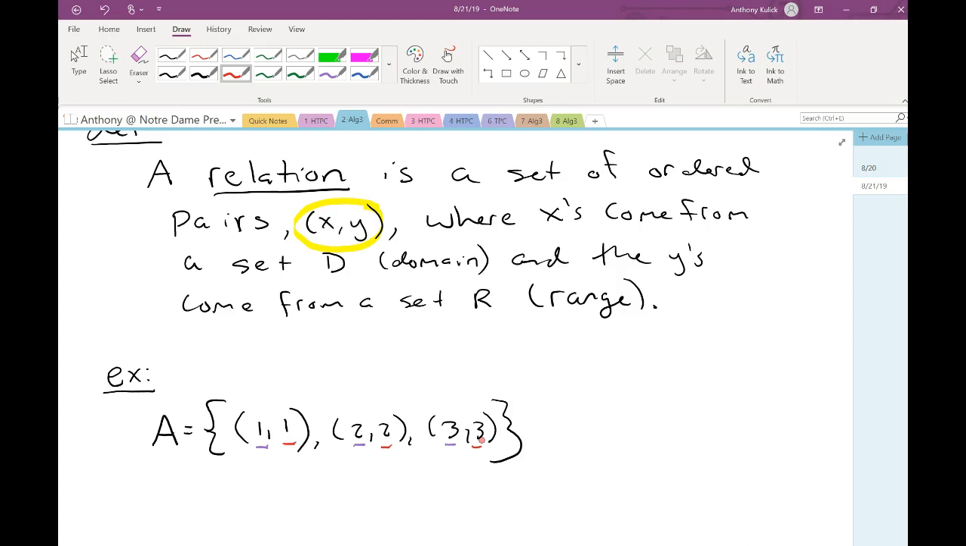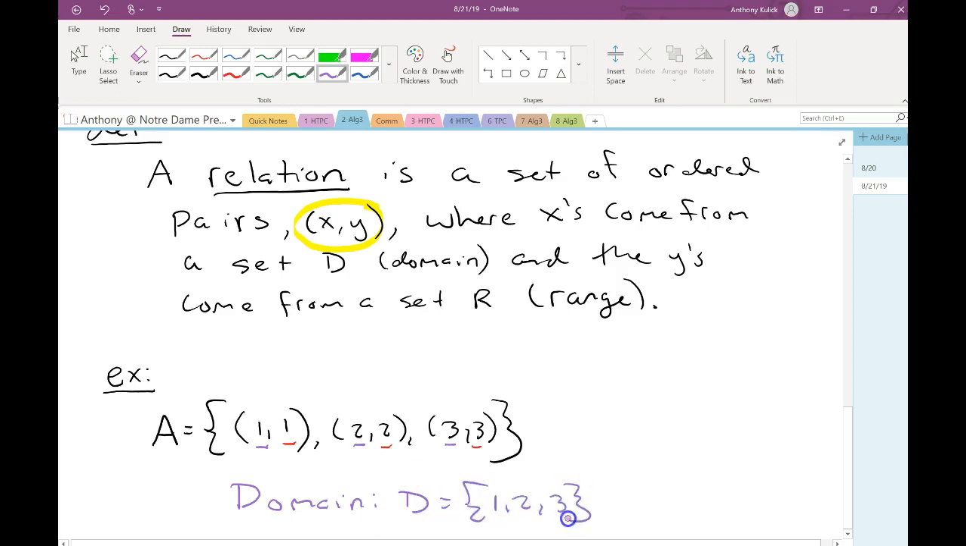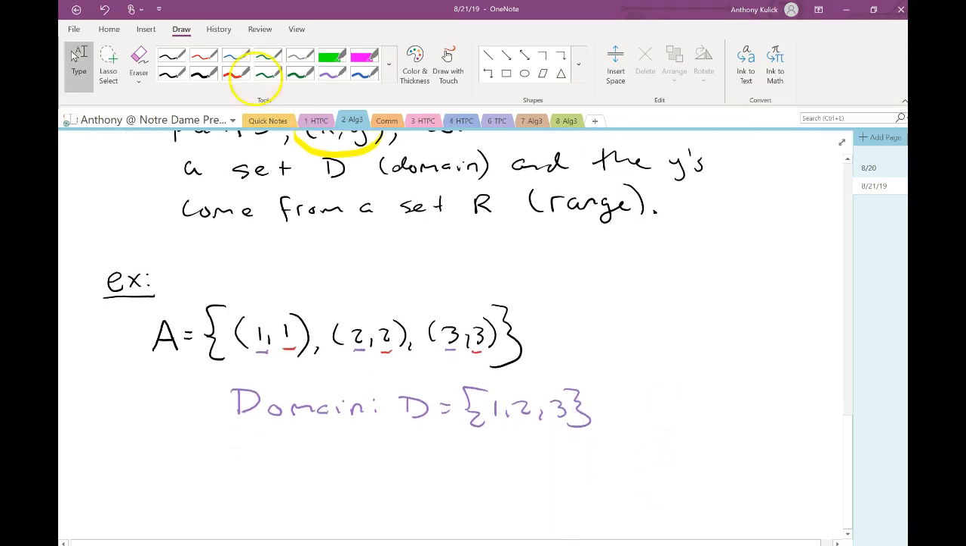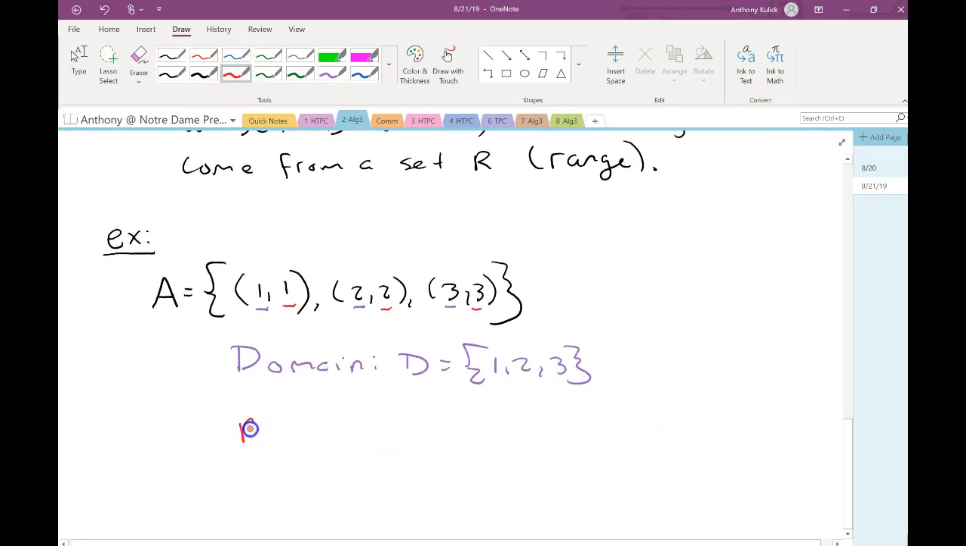Is everybody okay with that? So we could say the domain here is the set D containing the numbers 1, 2, and 3. And we can say the range is the set R, also containing the numbers 1, 2, and 3.